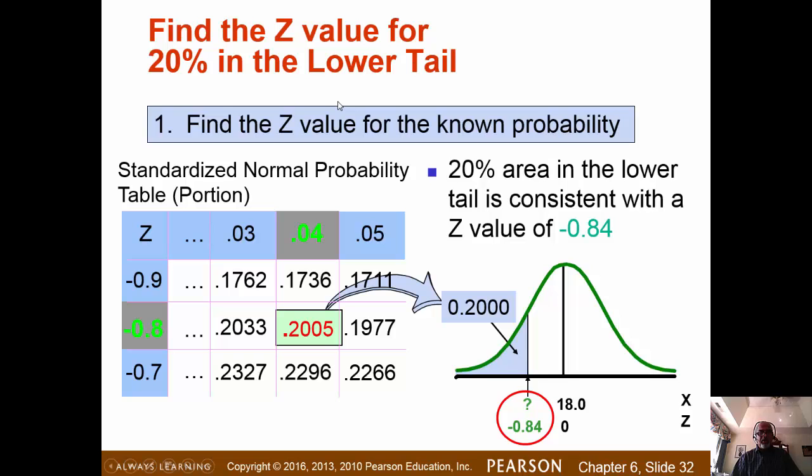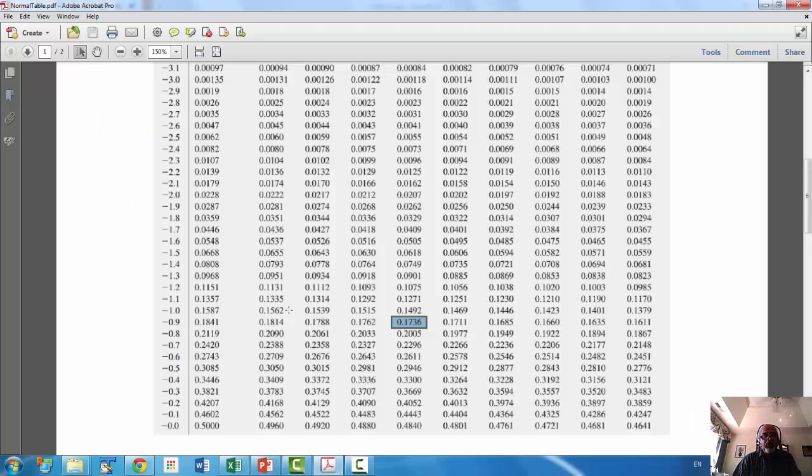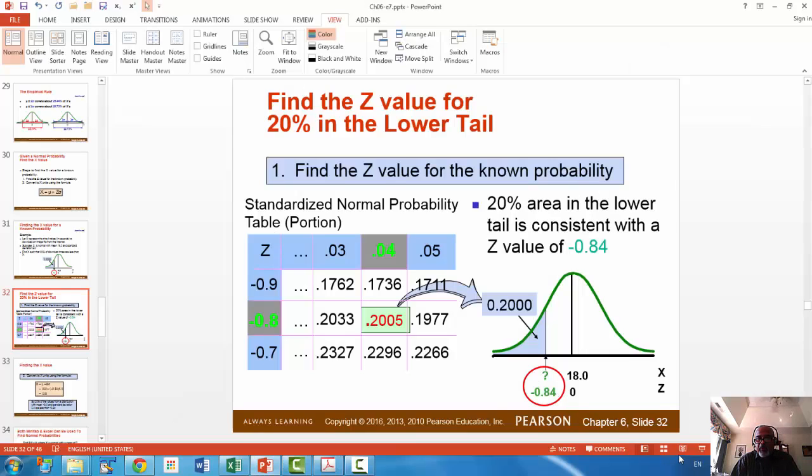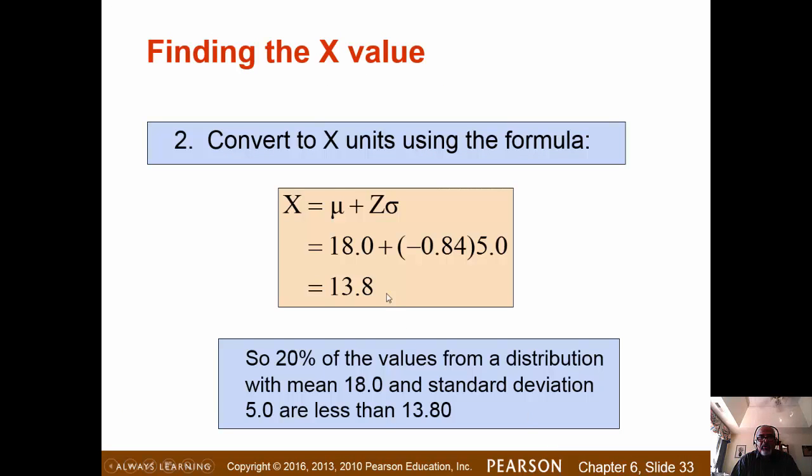So go to the normal table, okay, and look for 20%, 0.2 in other words. So 0.2 is right here. Now you have to do a little bit of, see, it's between these two, minus 0.84 and minus 0.85. So you have to interpolate a little bit. So it's not accurate. So 0.84, and then you plug it into this formula and you get 13.8 seconds.